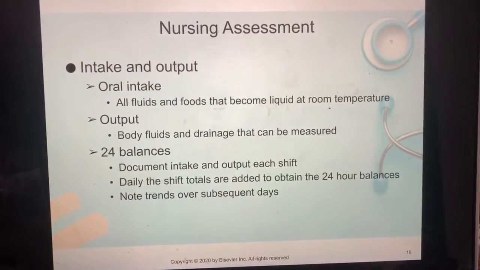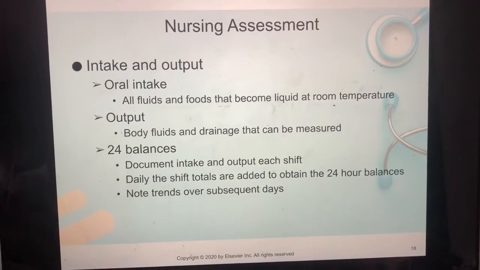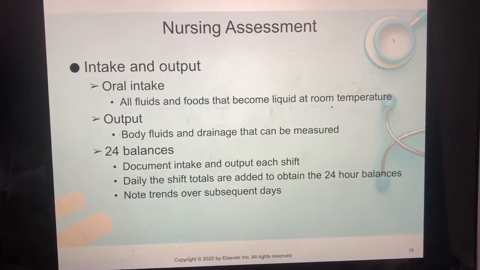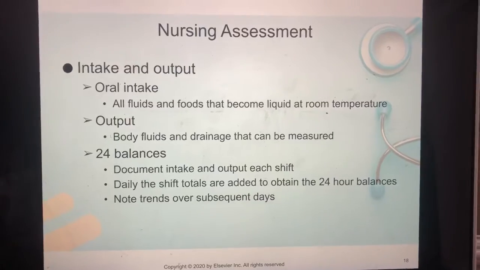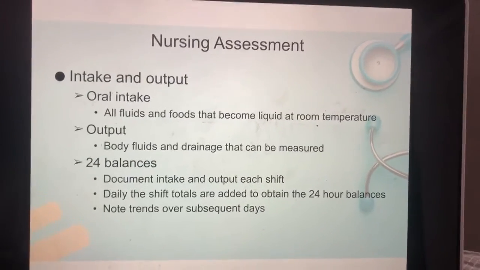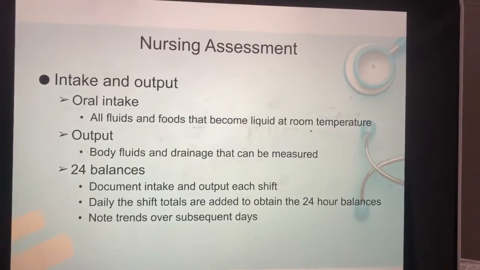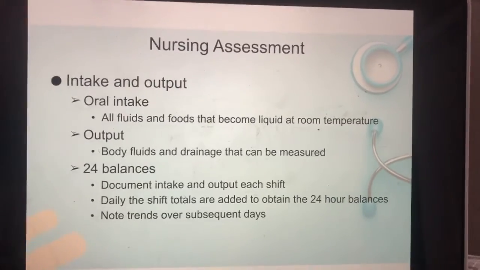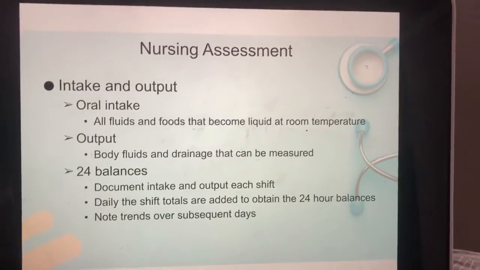Intake and output: how much have they been taking in? How much have they been urinating? What are their 24-hour intake and output for each shift? Daily totals are added to obtain the 24-hour balances. So we always monitor at the end of our 12-hour shifts, and that gets added on to the next 12-hour shift.